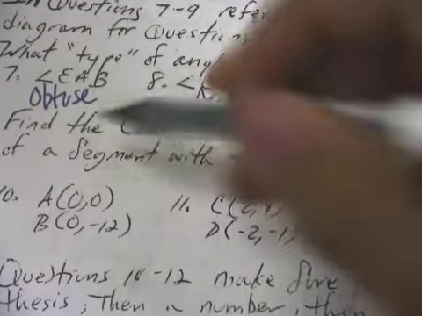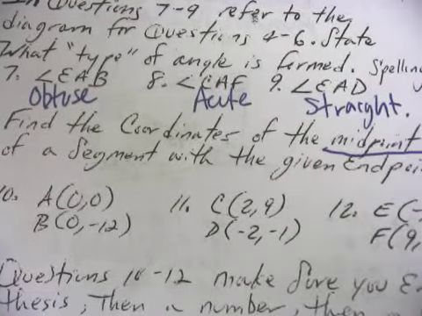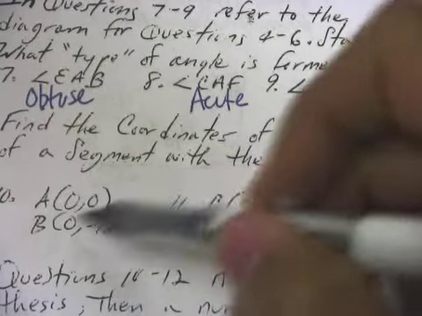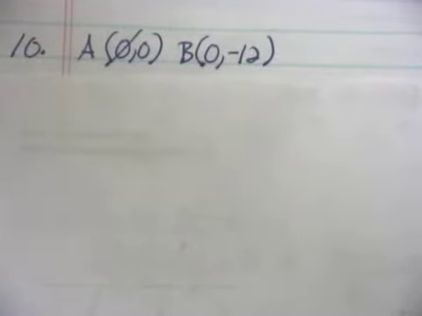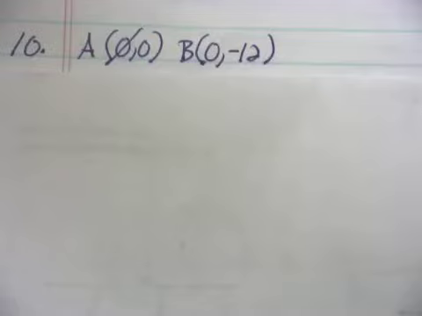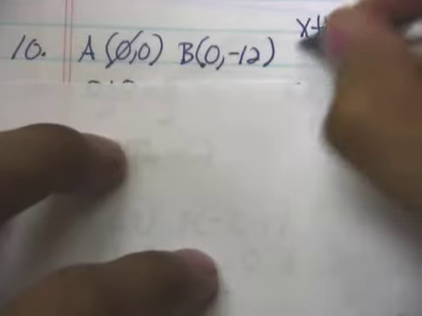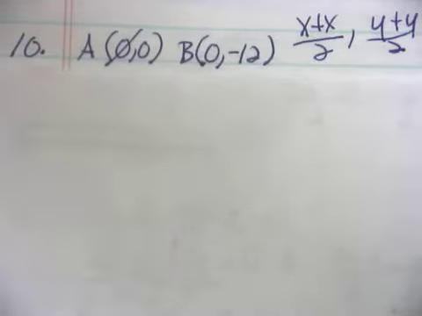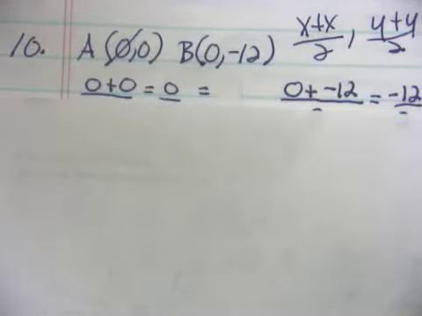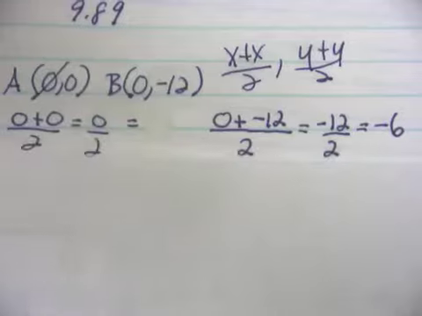Next, we had questions 10, 11, and 12, which said find the coordinates of the midpoint given these certain endpoints here. So they wanted you to find the midpoint with these coordinates. Well, here's number 10. Remember that we said the midpoint is the average of the x's and the y's. So I take my x's, I add them, divide by 2. I take my y's, I add them, and divide by 2.